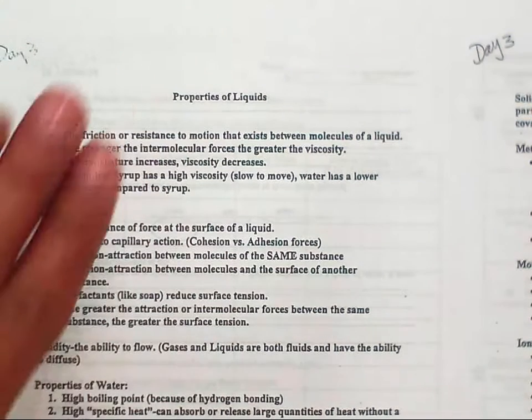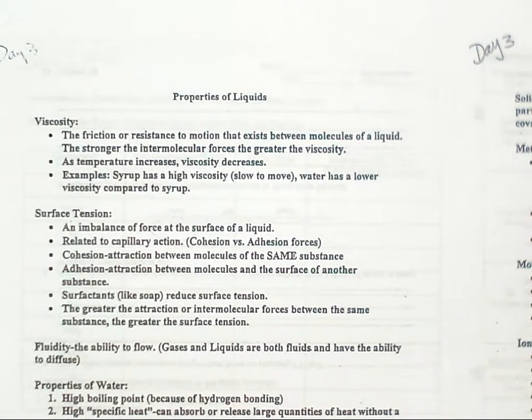Okay, so this portion of the chapter is called Properties of Liquids. If you have a highlighter, I think it's great to use. Otherwise, just underline what I tell you to focus on.